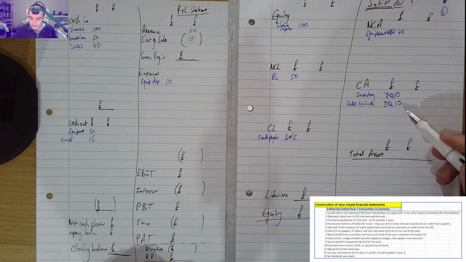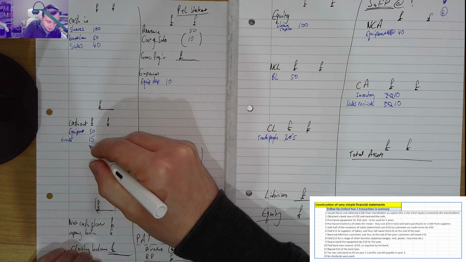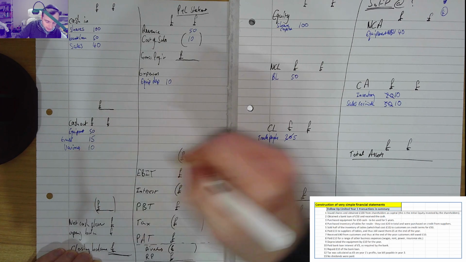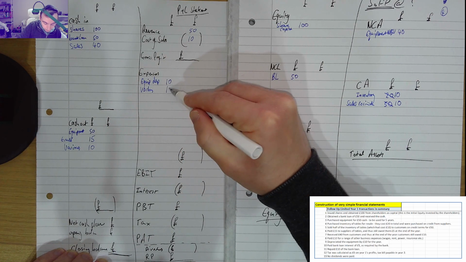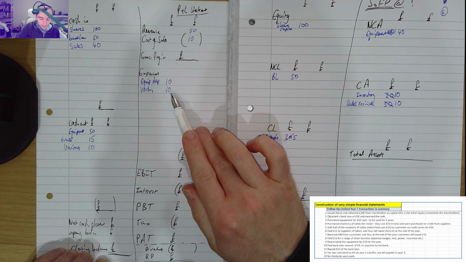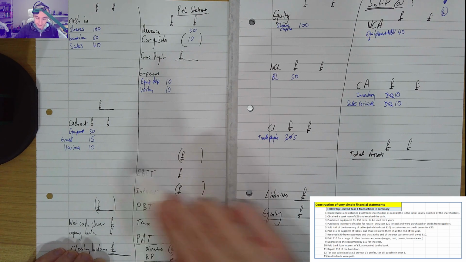Yeah, okay. Number 8, paid £10 for a range of other business expenses: wages, rent, power, and insurance. So we can put that paid £10, £10 go out, put for various. Remember, this is what's accrued, what we actually, what should have happened. We actually paid that £10, so it has gone out.